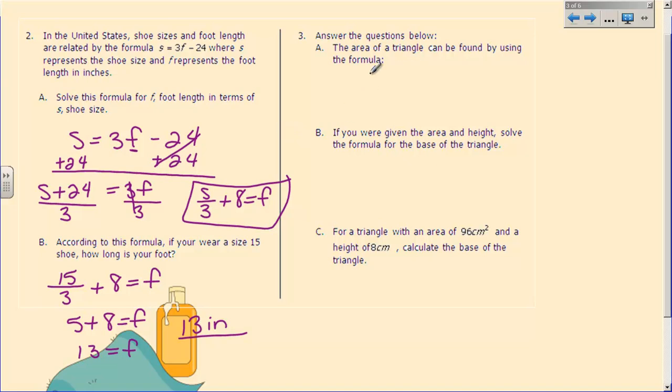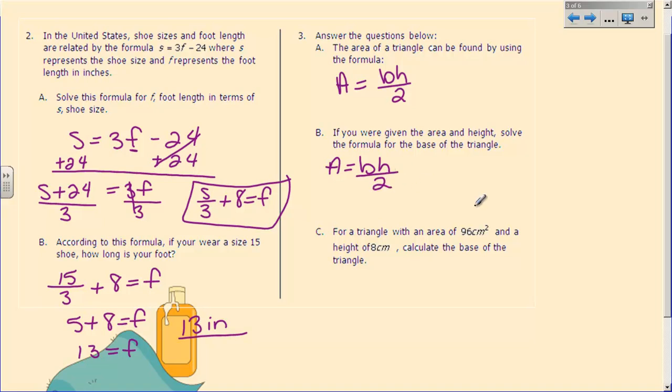So let's try another one. Part A, the area of a triangle can be found by using what formula? Hopefully you all know and remember that the formula for the area of a triangle is base times height divided by 2. It can also be written as 1/2 times base times height, but this one is the one that most people use. They mean the same thing, and this one is going to be easier for what we're doing. So part B says if you were given the area and the height, solve the formula for the base of the triangle. What they want you to do is get B all by itself.